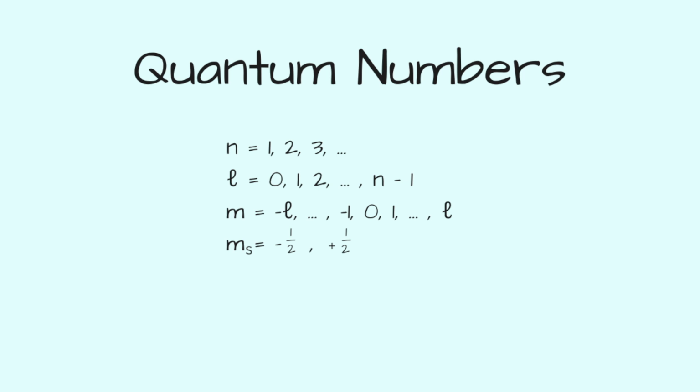n starts at 1, then goes to 2, then 3, and so on. L starts at 0, goes to 1, 2, and so on until it reaches n-1. Ml ranges from -L to +L in integer steps, and Ms is either -1/2 or +1/2.